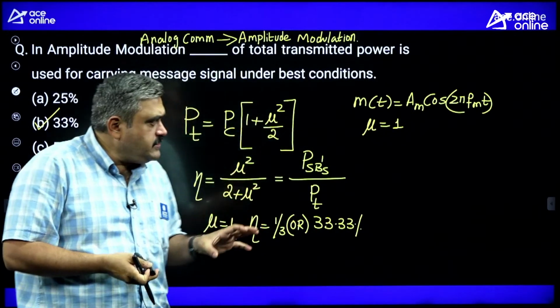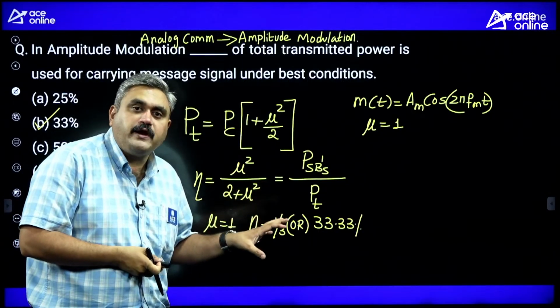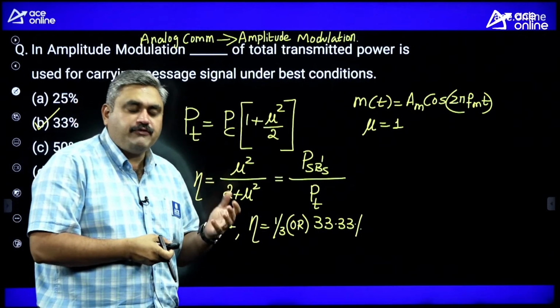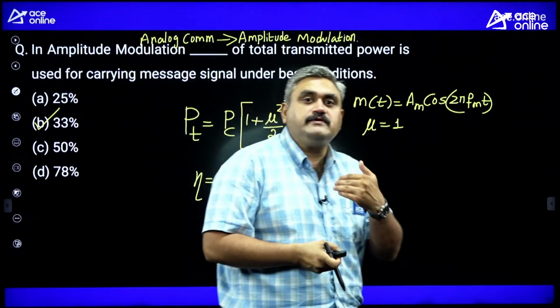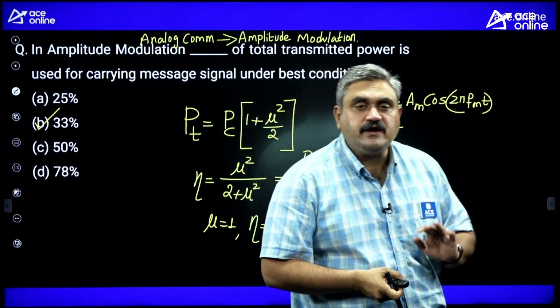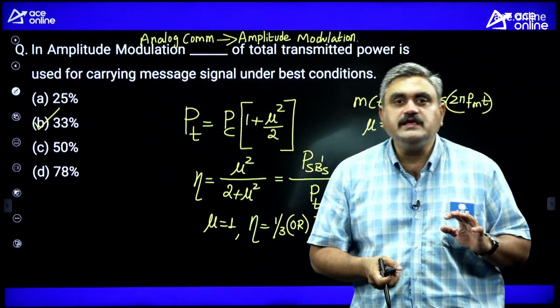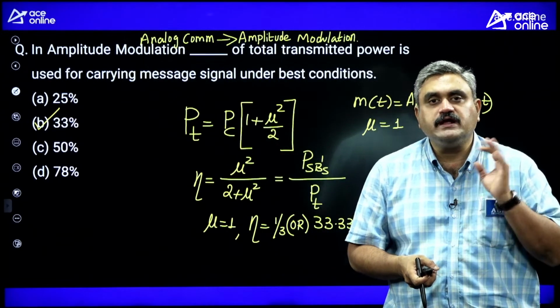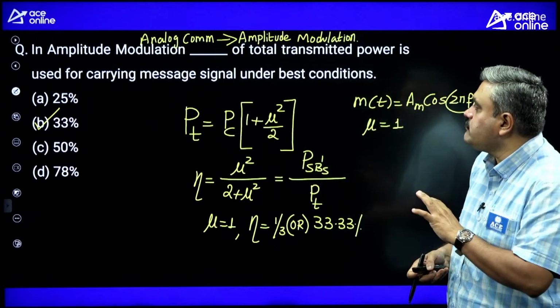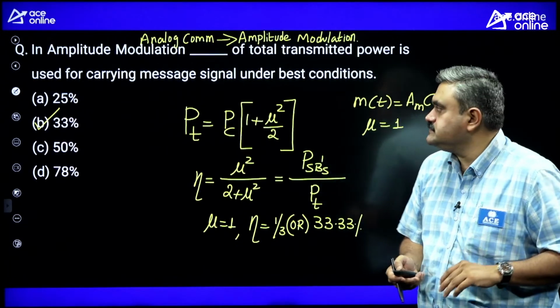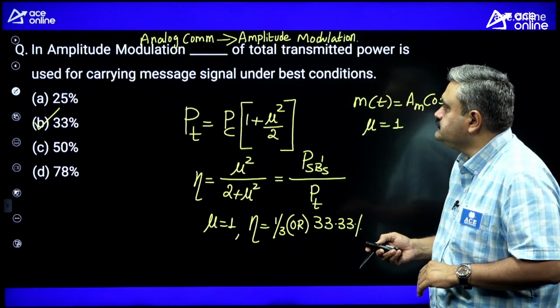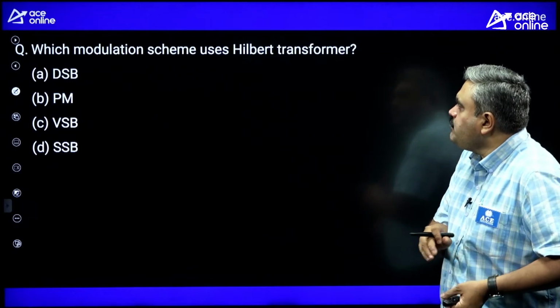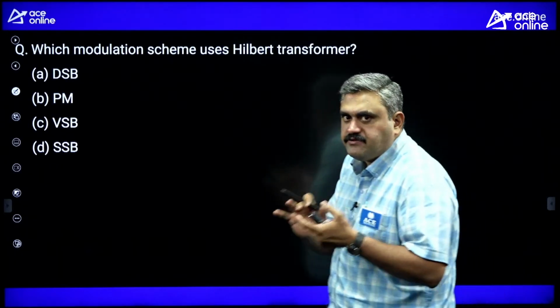In the initial study phase you may refer to these points, but have a final paper where you are carrying all these formulas. Once you understand these formulas, then you can easily attempt these questions. Just substitute the values, you will get your answer. That is how you have to prepare for this type of question. Right. Next. Which modulation scheme uses Hilbert transformer?